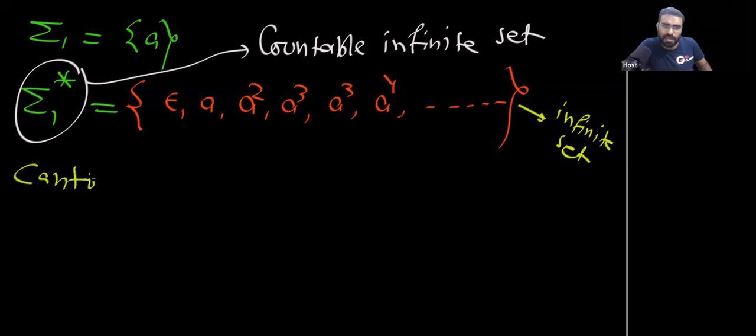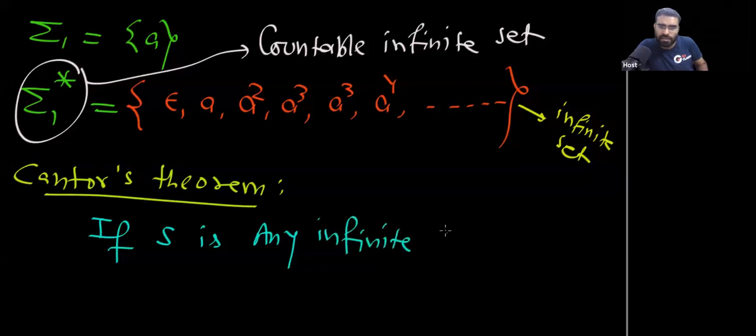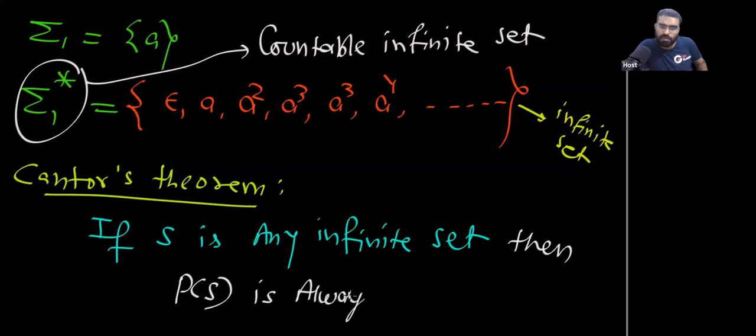What does Cantor's theorem say? From Cantor's theorem, what we have seen is that if S is any infinite set, whatever infinite set you take, then the power set of S is always uncountable. Correct? This we have already seen in Cantor's theorem.